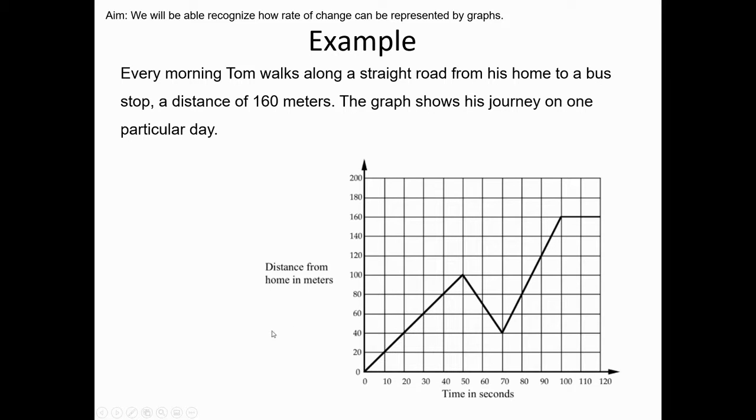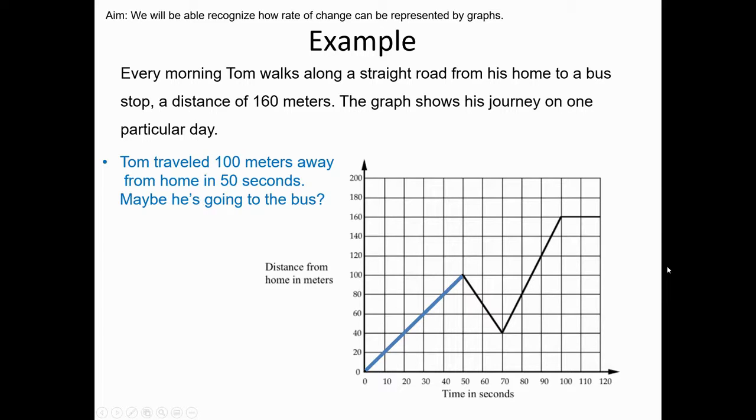Starting at 0, 0, we notice it goes all the way up to 100. So Tom traveled, based on the y-axis, 100 meters away from his home in 50 seconds. We don't know exactly what's going on, but based on the context of the problem and the fact that he's going away from home, in those 50 seconds maybe he's going to the bus. So this is what I mean. I said we're going to look at each line and just try to interpret what's going on based on the distance he's traveling from home and how quick it's taking him.